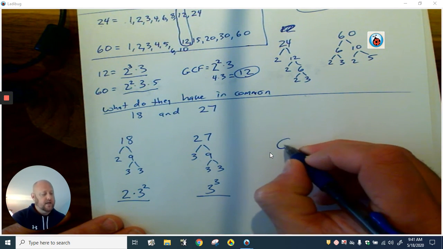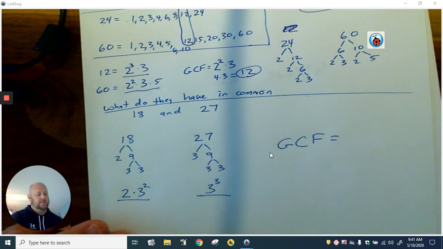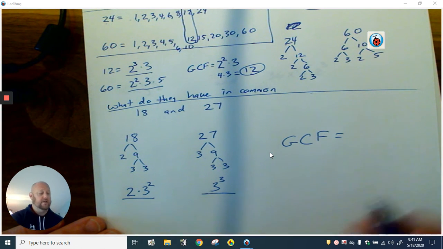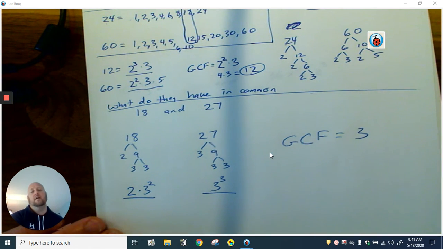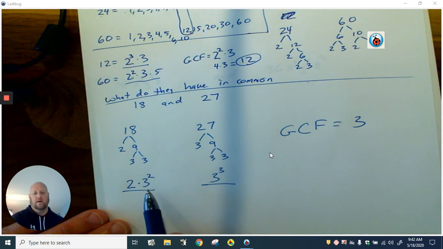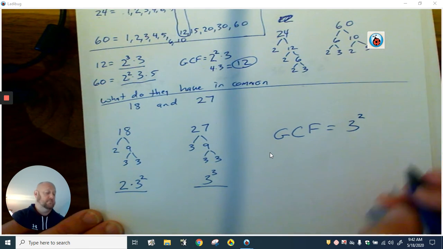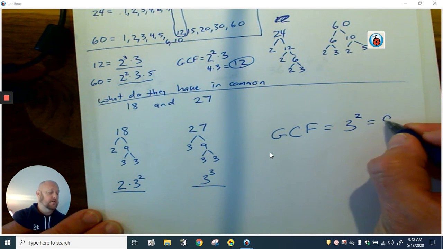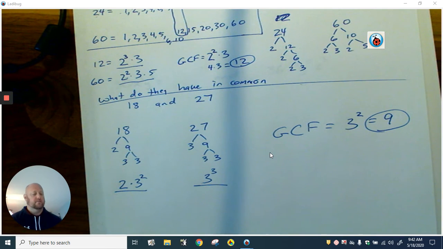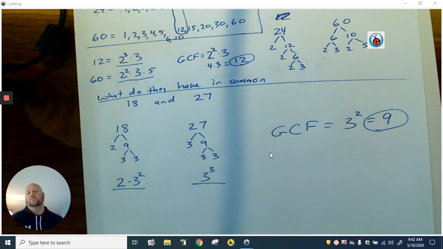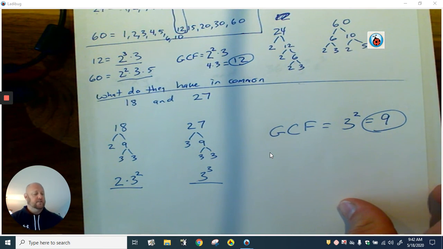And then the GCF will just simply be, what do these both have in common? This has a 2, but this doesn't. They both have 3s, so the question is, how many 3s do they both have? They both have at least 2 3s. 3 squared is 9, so the answer would be 9. 9 would be the biggest number that you can divide both of those two numbers evenly by. Make sense? So that's the GCF.